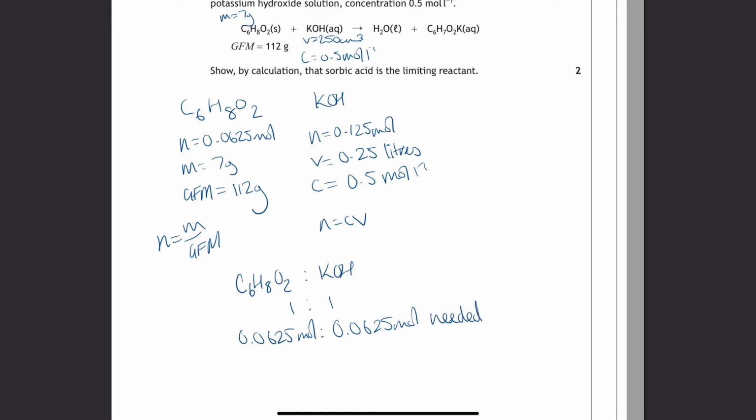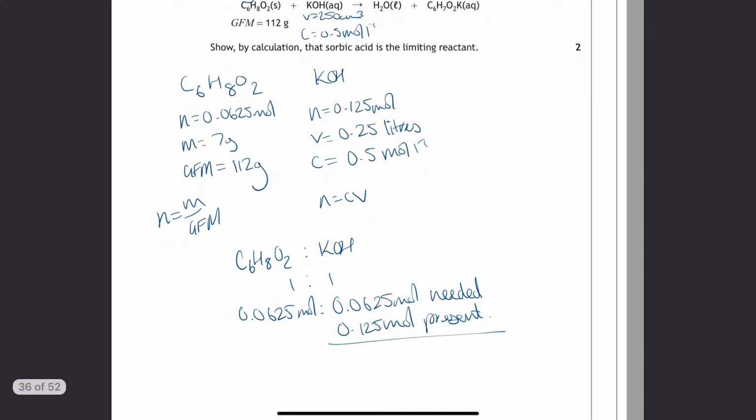Then we look at how much we've actually got. So we've got 0.125 moles present, which shows that the potassium hydroxide is in excess and the ascorbic acid is limiting, because we've got more potassium hydroxide than we need, because 0.125 moles is more than the 0.0625 moles we need.